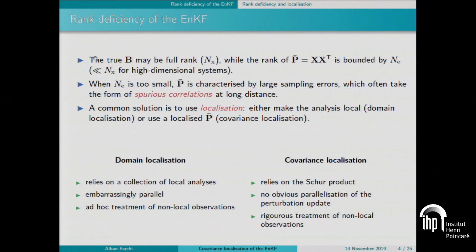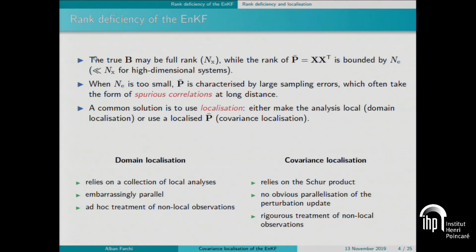And indeed, we observe, when the ensemble size is too small, that the sample covariance matrix is characterized by large sampling errors, which often take the form of spurious correlations at long distance. And a common solution to this is to use localization. So either make the analysis local or use a localized sample covariance matrix.